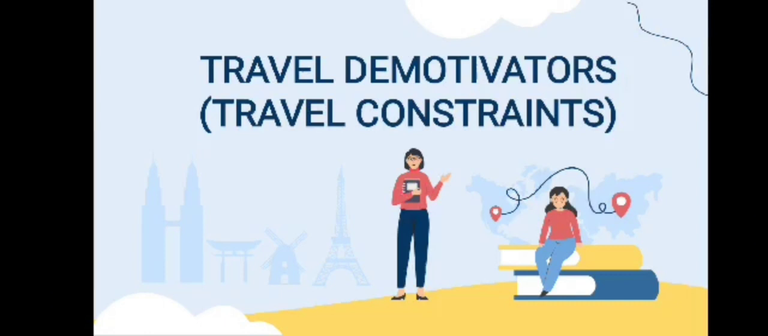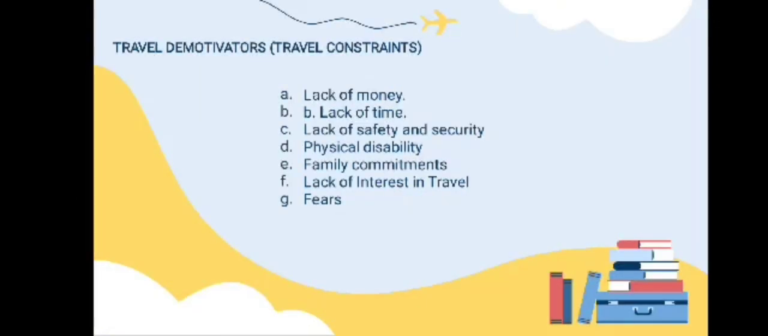Travel demotivators are the opposite of travel motivators, and these are the reasons, the things that make you discouraged in traveling. These are the examples of travel demotivators. First is the lack of money. It is a major travel constraint because less money means less travel. The wealthy members of society are the ones who travel most. People with more disposable income will be able to travel more than those who just earn enough to live on.